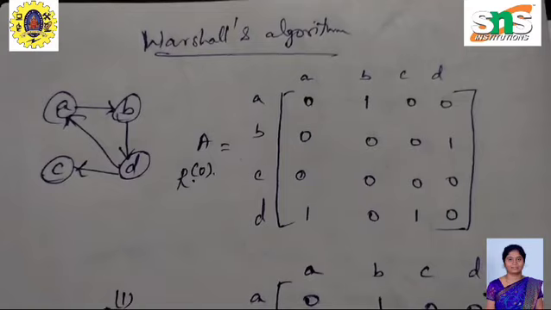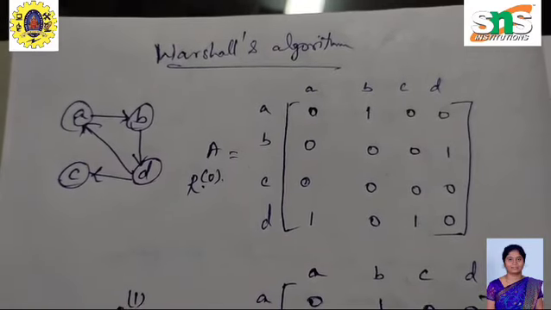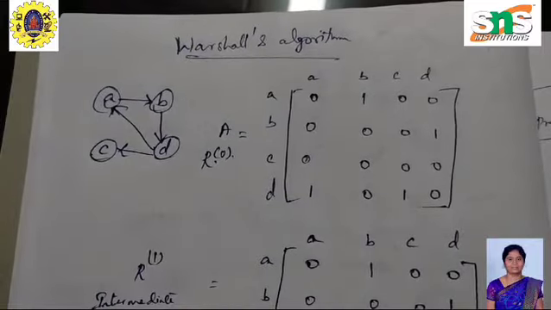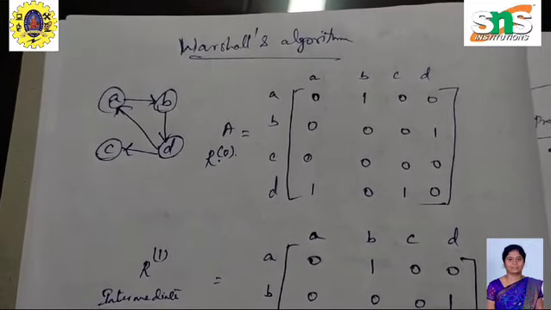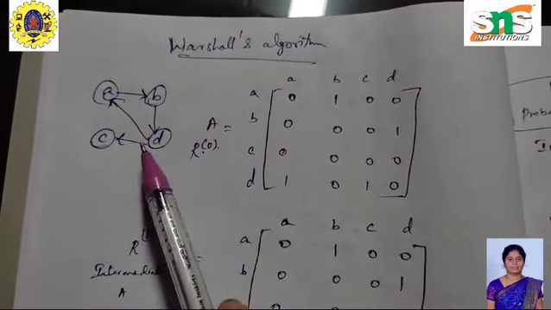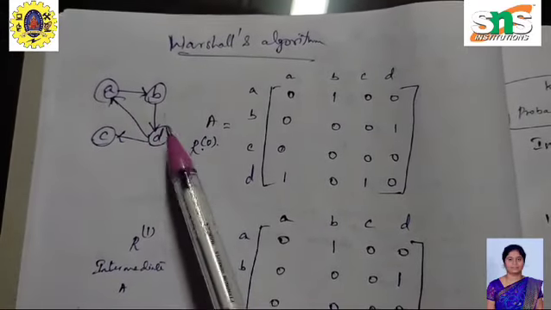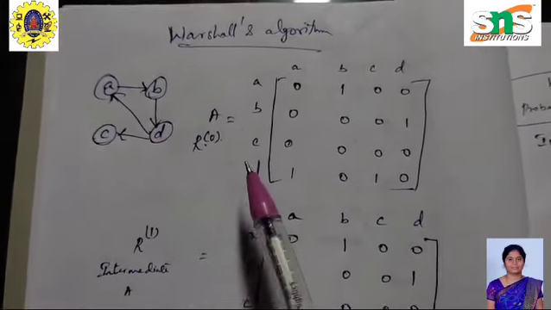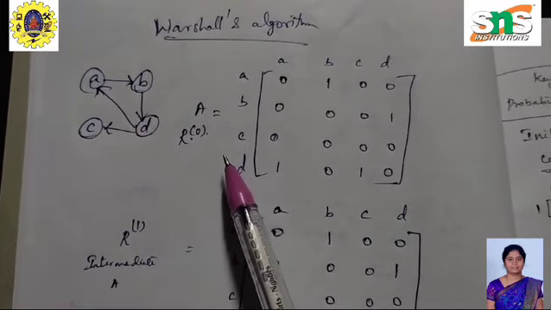So now we will see an example problem for Warshall's algorithm. So this is a graph. It consists of 4 nodes, that is A, B, C, D, and it has directions A to B and B to D and D to C and D to A. So for this you are supposed to form an adjacency matrix.